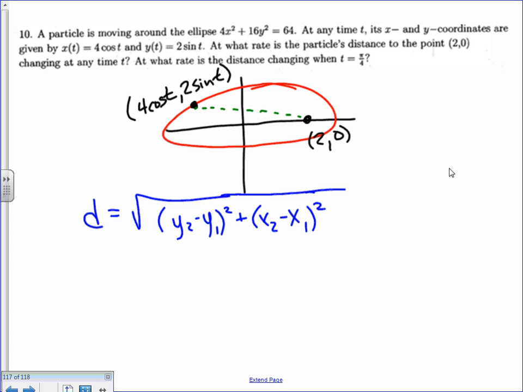The distance formula is actually just the Pythagorean theorem, but that's for a different day. Actually, that's for an Algebra 2 class. So the x2 and x1 coordinates are going to come from the x coordinates of these two points. The y coordinates are going to come from the y coordinates of these two points.